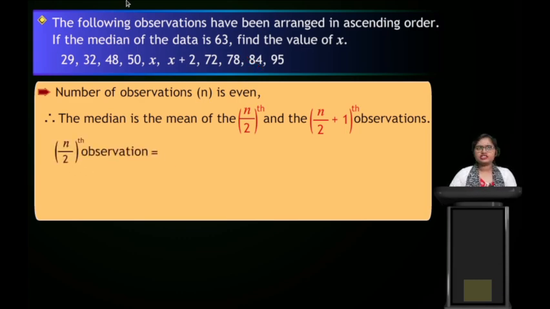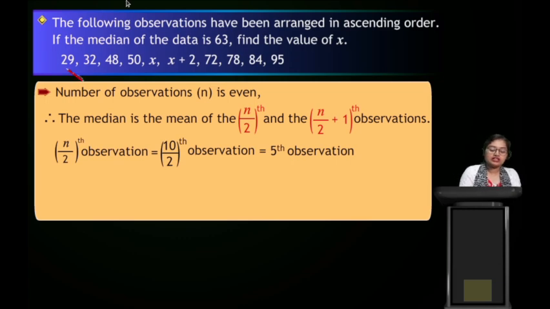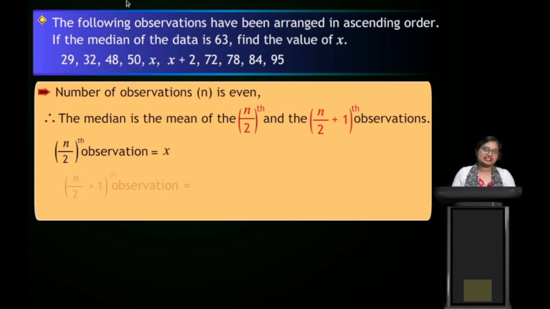So here let us find out the n by 2th observation. As you can see here, n is 10. So the 10 by 2th observation will be, yes, the 5th observation. So what is the 5th observation in the given set of data? Find out. 5th observation means the 5th positioned data. That is, this is the first position, this is the second position, third, fourth and fifth. So this is our 5th observation value. So here the 5th observation is x.